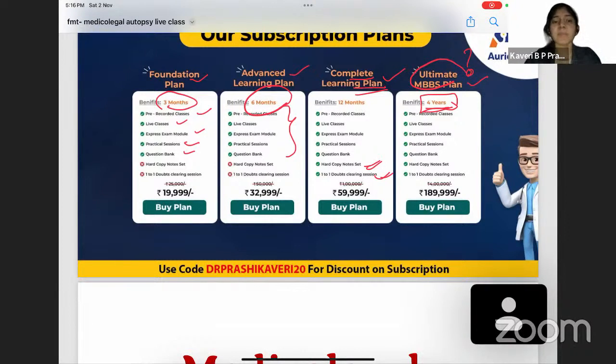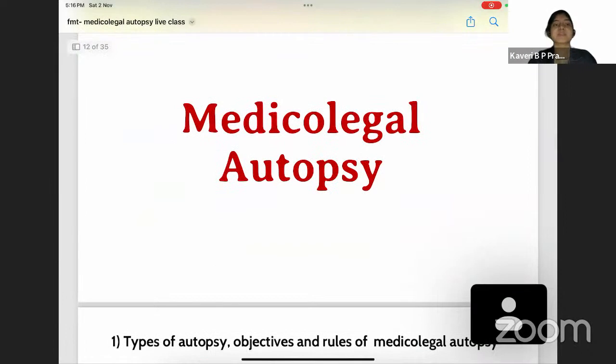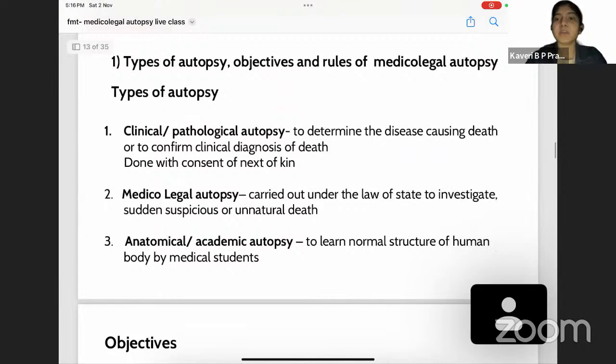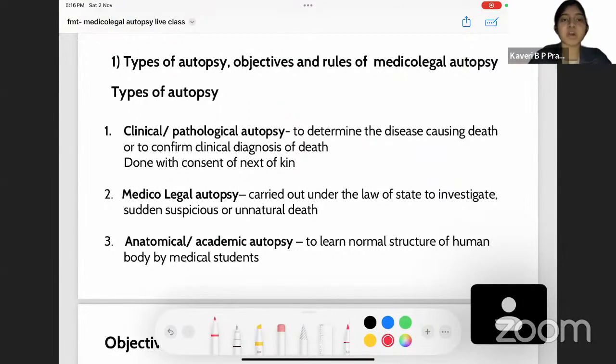Now, coming to the topic per se, we'll be discussing questions from the topic medico-legal autopsy. This will be a small class, and because there are only some important shots that are asked for exam from this topic. Firstly, we need to understand what are the different types of autopsy, what are the objectives, and the rules of medico-legal autopsy.